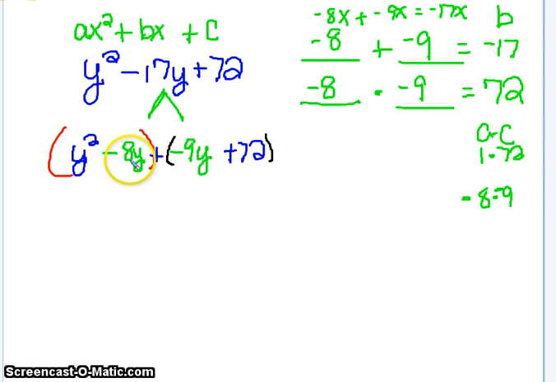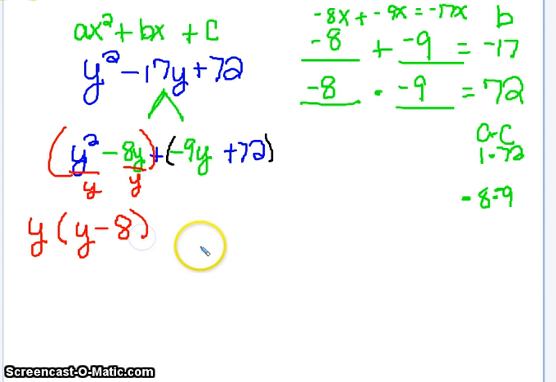Sorry about that. So my greatest common factor is going to be a y. And when I factor that out, y squared divided by y is y, and negative 8y divided by y is negative 8. My greatest common factor of the second two, if I make it 9, then I'm going to be left with a negative y. But if I divide both of these by negative 9, negative divided by negative gives me a positive y. Positive 72 divided by negative 9 gives me that negative 8 I'm looking for.